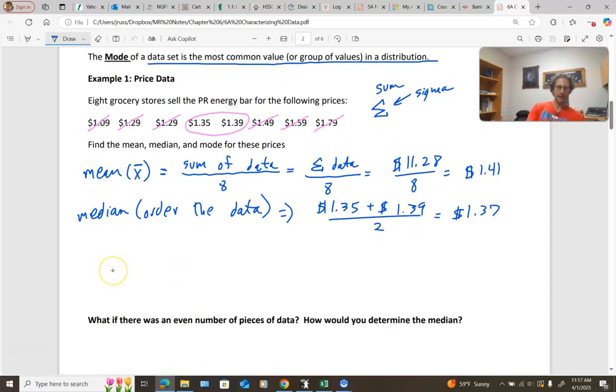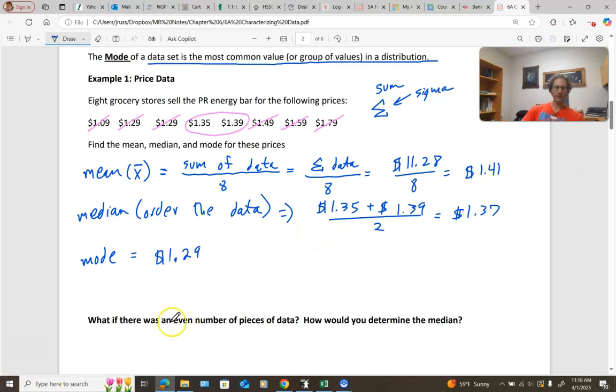And then finally, we're going to find the mode. So the mode is simply going to be the data value or values that occurs the most. When I'm looking here, it looks like all these values occur once except for $1.29, which actually occurs twice. So the mode is $1.29. Okay. So we've used these three different statistics, and they've given us three different values as to what the center of this data is.